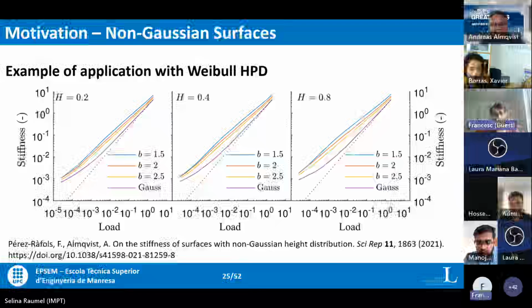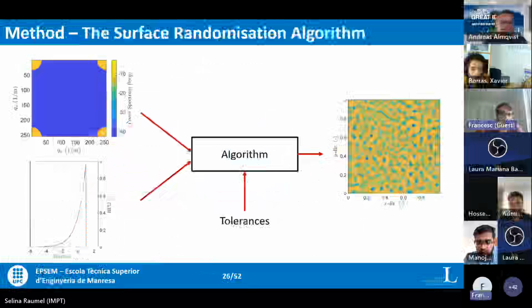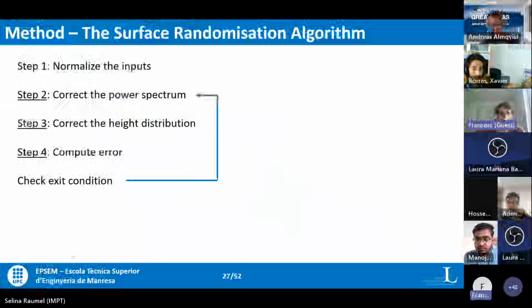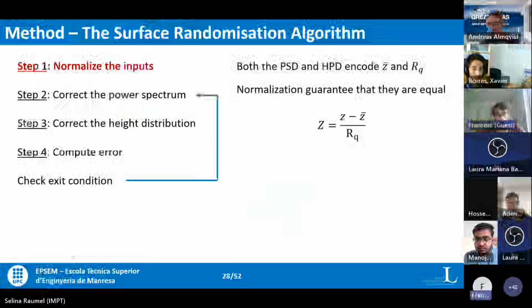Okay, so with that very long motivation about the method, let's finally go to the algorithm. Basically, this algorithm takes a power spectrum, takes a height distribution, blends them together with some tolerances, and spits out a surface. So in general, how does it work? Well, we first normalize the inputs. I'll explain why now. And then we iterate between this cycle: we correct the power spectrum, we correct the height distribution, then we check the error. If it's small enough, we're done. Otherwise, we cycle again.